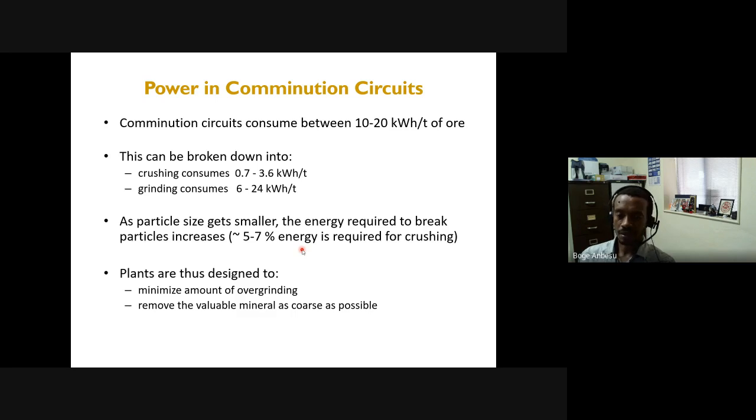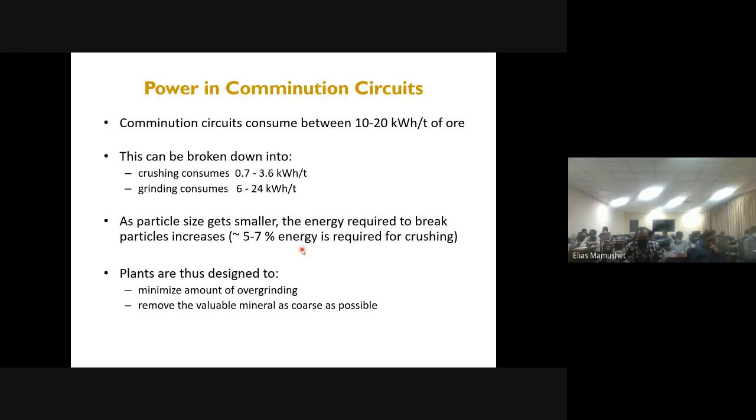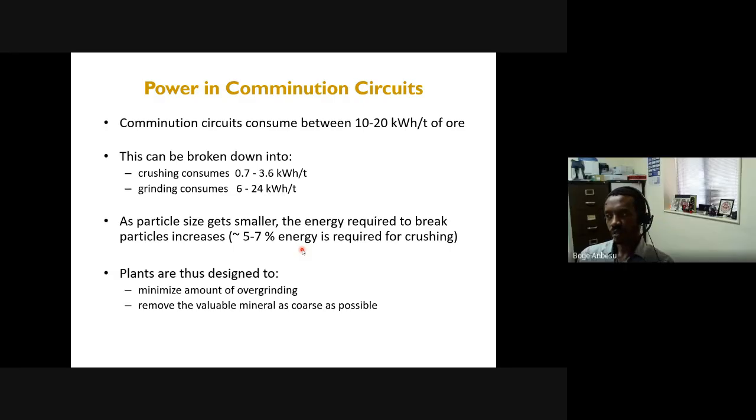Obviously, some take less than 10 kilowatt hour per ton. Some take up to 40, 50 kilowatt hour per ton. But on average, in many places, most ores require somewhere around 10 to 20 kilowatt hour per ton. When you look at this, during crushing, actually only a fraction of that is consumed. Okay, so about say 0.7 to about 3 kilowatt hour per ton is consumed during crushing.